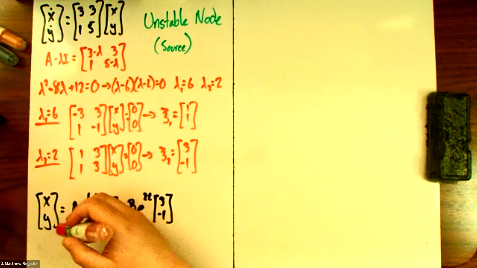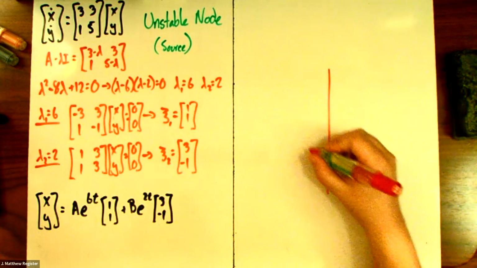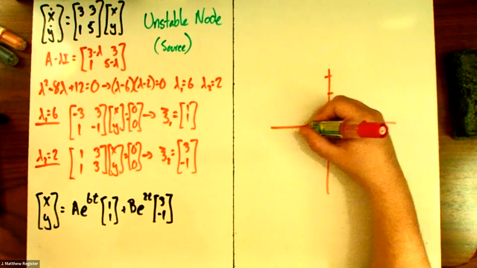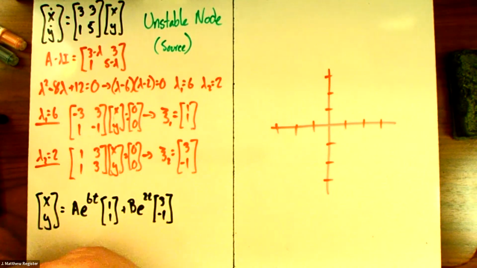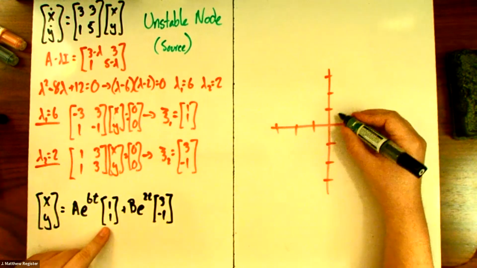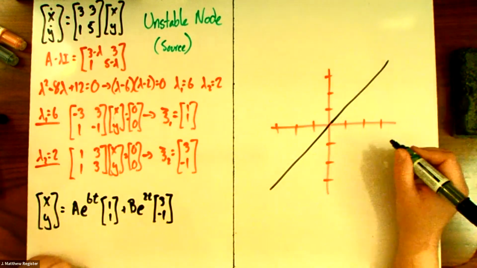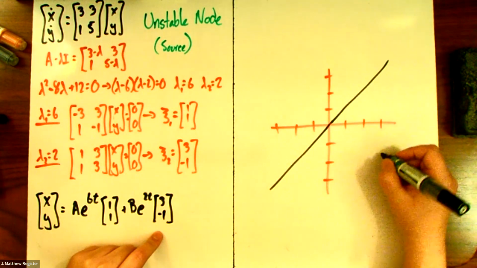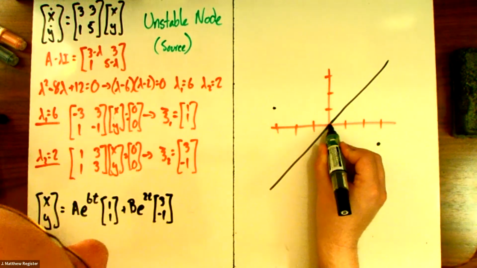We can then graph this. And so let's do the phase diagram or phase portrait for this. And so our first eigenvector is 1, 1, and that is going to be coming out at a 45-degree angle. And then our second one is 3, negative 1. So 3 in the x direction, negative 1 in the y direction. So it looks something like this.